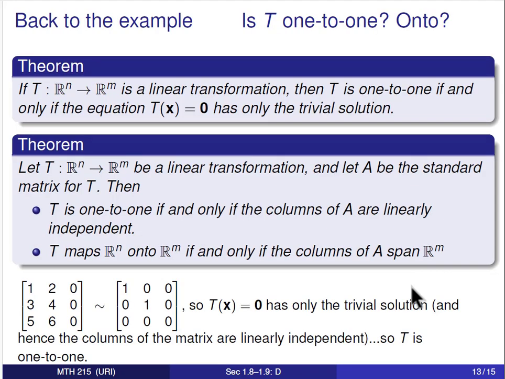All right, so now to illustrate that first theorem, T is a linear transformation. T is one-to-one if and only if T of x equals 0 has only the trivial solution. And as you can see here, as we row reduce this matrix, we've put the 0 column in that last column. And as we row reduce, we see that there is only one solution, x1 equals 0, x2 equals 0. So T of x equals 0 has only the trivial solution, and so the matrix is one-to-one.